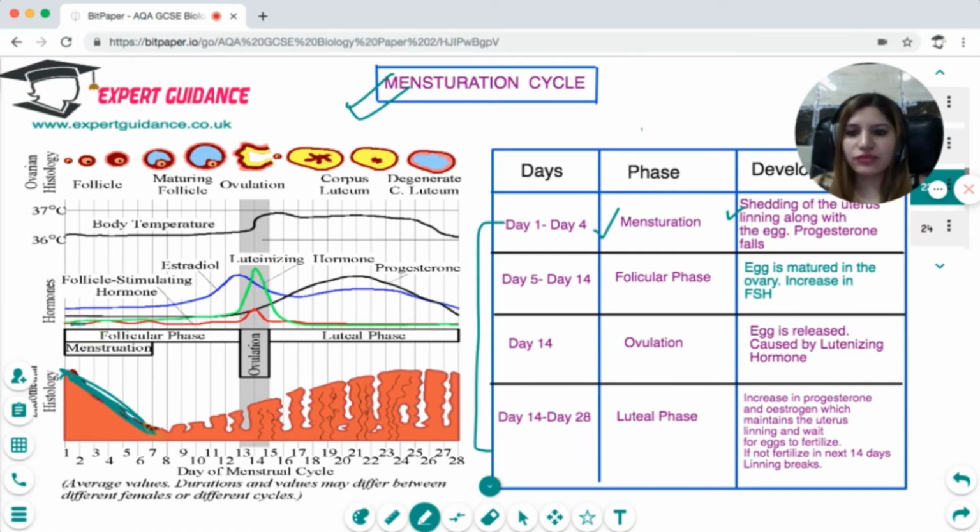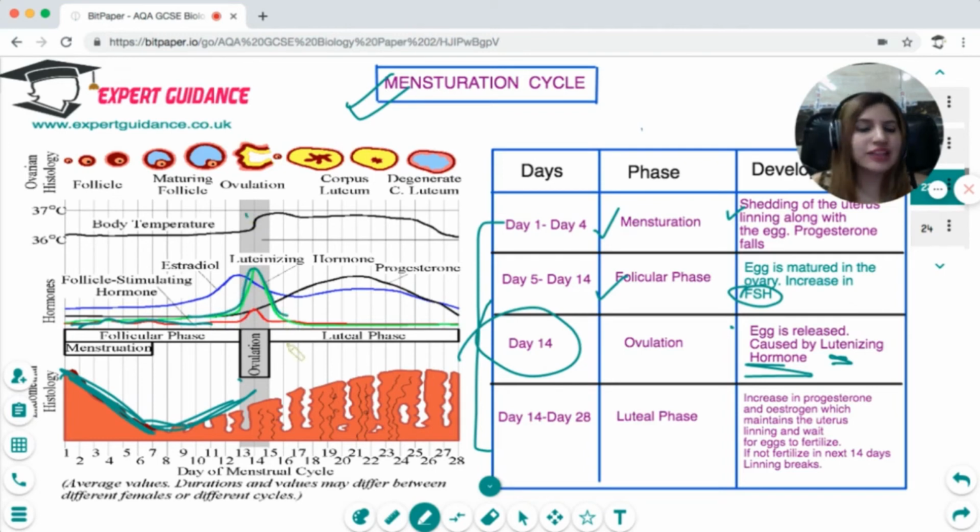From day 5 to day 14 is the egg maturation phase. So that is the follicular phase, where the egg is matured in the ovary, and the hormone responsible for the maturation and development of the egg is the follicle stimulating hormone. So you can see that the follicle stimulating hormone starts to increase in concentration. Then at day 14, the egg is released into the fallopian tube, and this release of the egg is caused by a hormone called luteinizing hormone. So you can see there's a sudden surge of this luteinizing hormone at day 14.